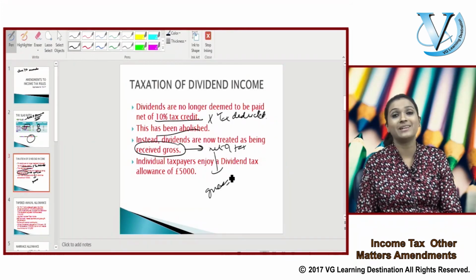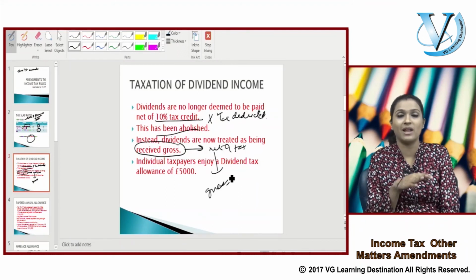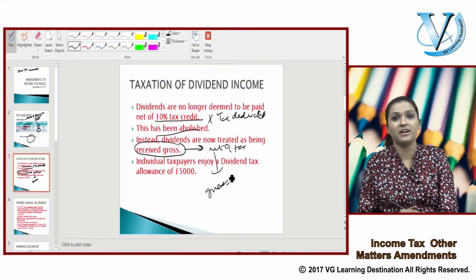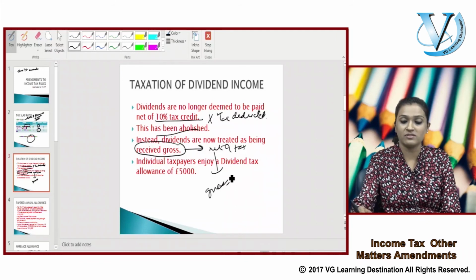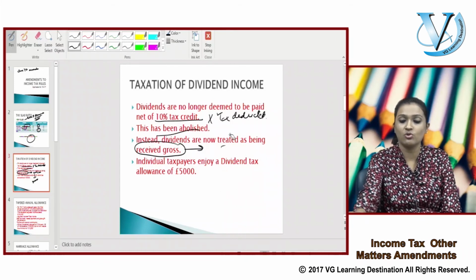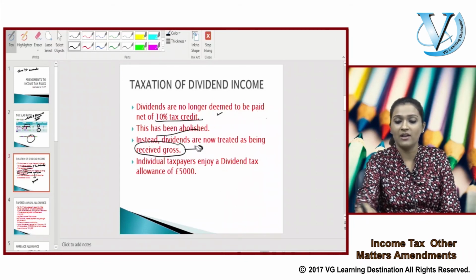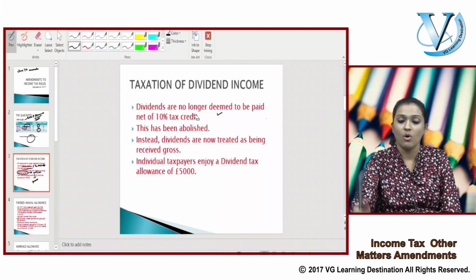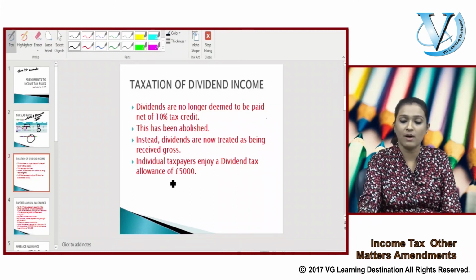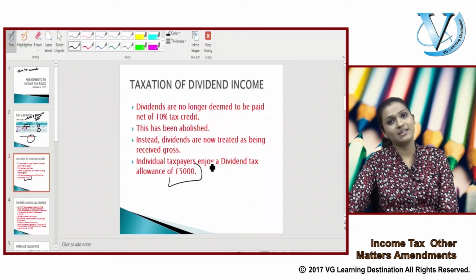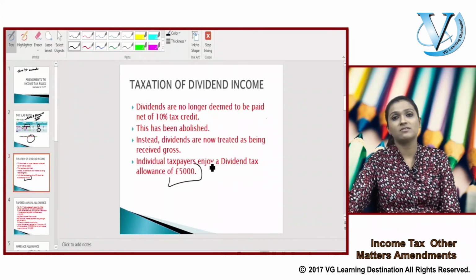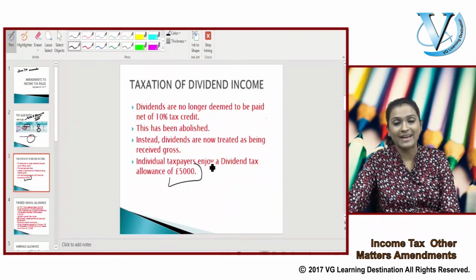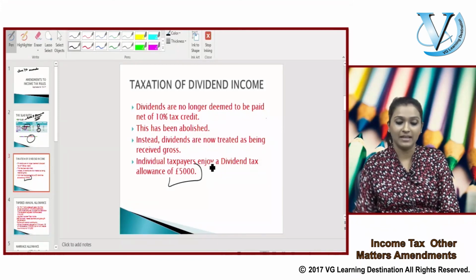Also for individual taxpayers, you have a starting threshold level of exempt dividend income up to £5,000. So make sure you know these rules so that while you're doing your questions, you know what are the applicable rules to apply. So definitely the threshold level is £5,000 up to which you can enjoy an exempt dividend income.